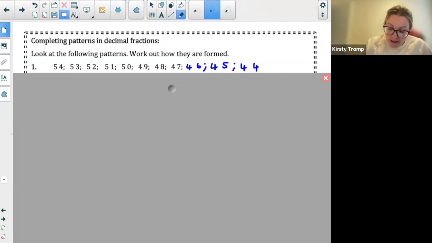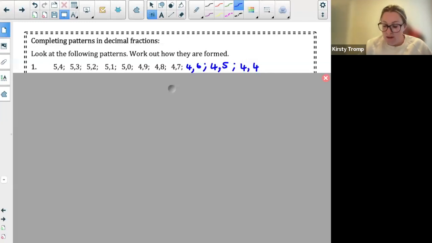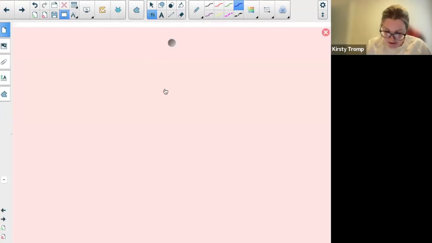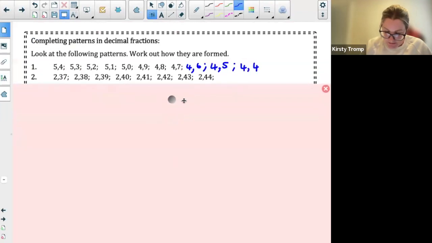Now, what we need to remember is, hold up, but ma'am, you can't just delete that comma. And I agree with you. You can't just delete that comma. So what am I going to go do? I'm going to go put that comma back. There we go. 47 becomes 4,7. 46 becomes 4,6. 4,5 and 4,4. All right. Let's look at our next one.